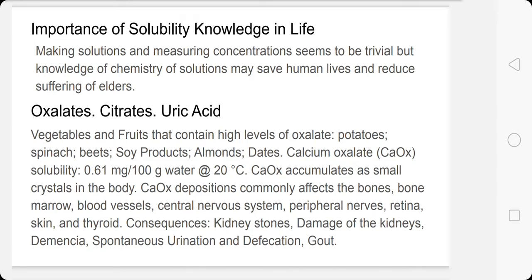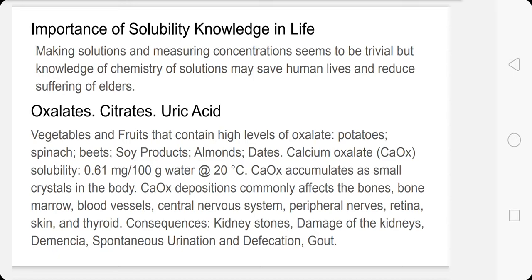A good example is about oxalates, citrates, and uric acid. Vegetables and fruits that contain high levels of oxalate are potatoes, spinach, beets, and soy products, almonds, and dates. Calcium oxalate solubility is only 0.61 milligram per 100 gram of water, or in liters, it is 6 milligram per liter, so it's very low at 20 degrees centigrade.